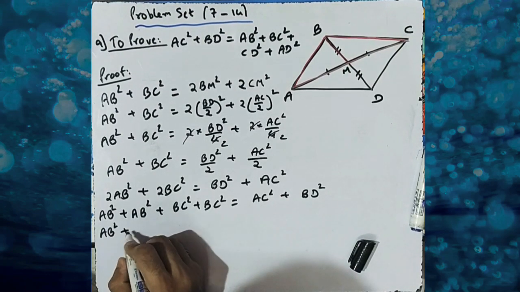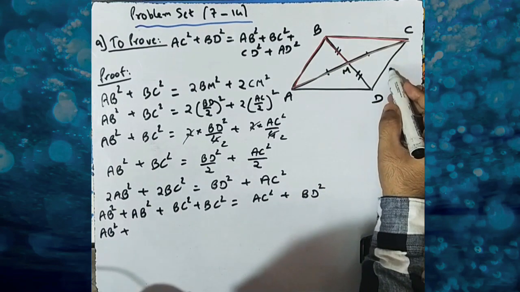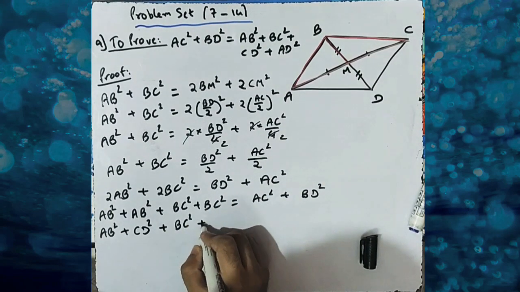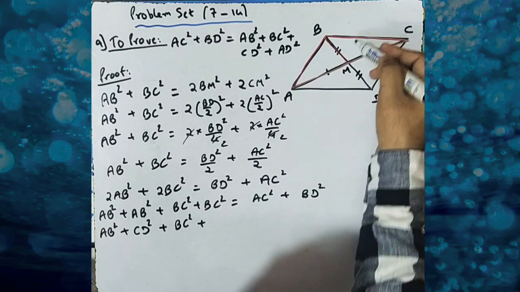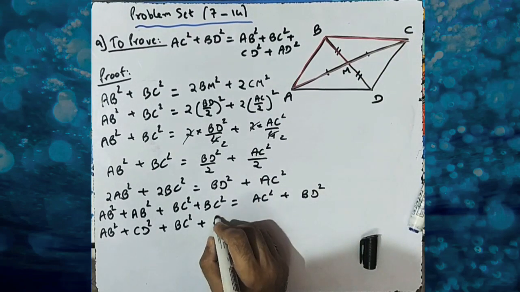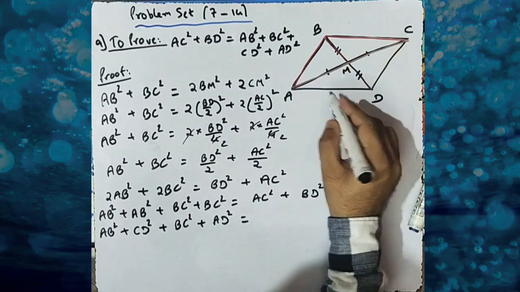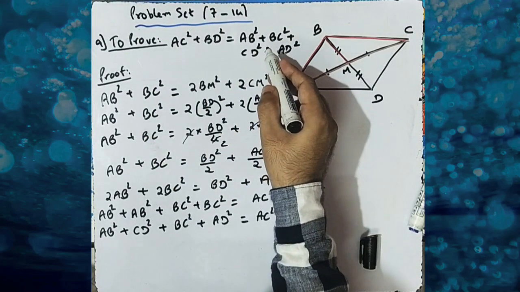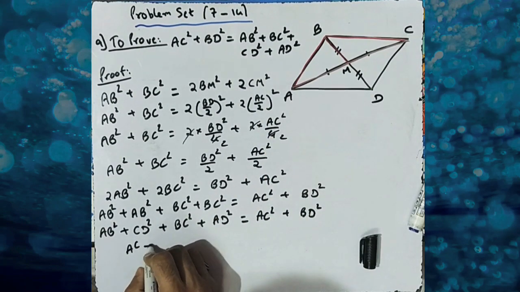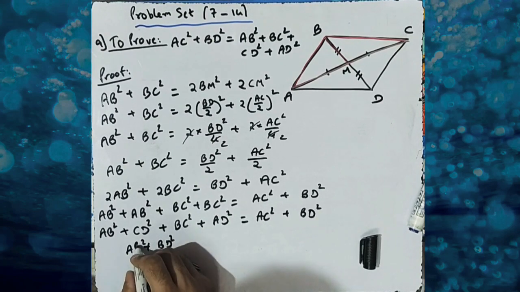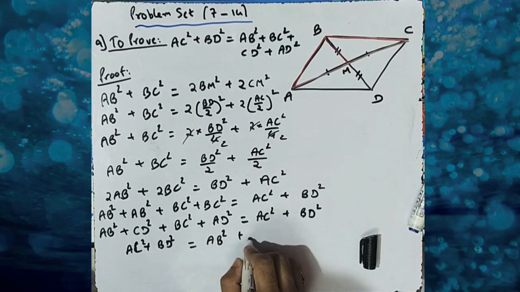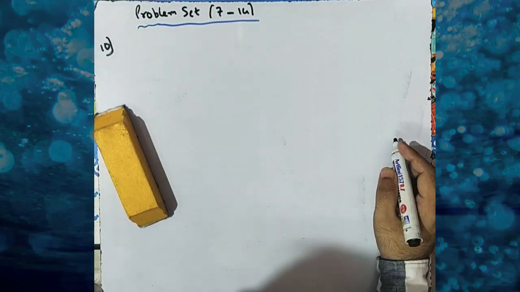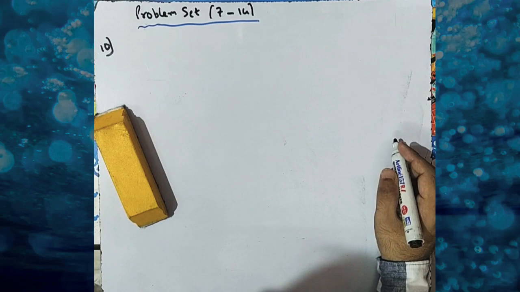Now here one AB square, the other AB square, let us replace by CD square, because in a parallelogram opposite sides are equal. BC square plus the other BC, BC is equal to AD. So in the place of BC, I am writing AD square because opposite sides of a parallelogram are equal, is equal to AC square plus BD square. Hence, it is proved what is required. Only one thing, AC square plus BD square we will write over here. And this entire thing will go that side. AB square plus BC square plus CD square plus AD square. Hence, it is proved.